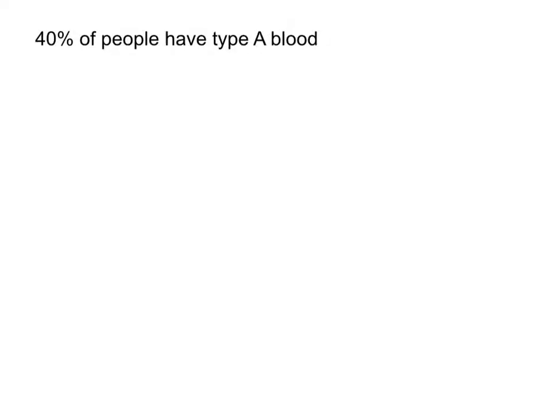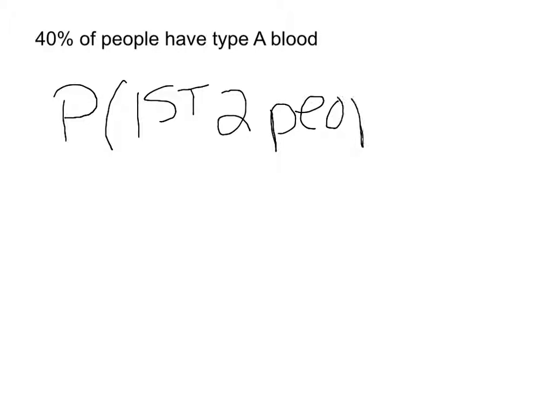This video is going to take a look at how to do geometric and binomial calculations, both with the formula and on your calculator. So let's start with the fact 40% of people have type A blood. What's the probability that the first two people in the room, so the first two people to walk in the room, have type A?